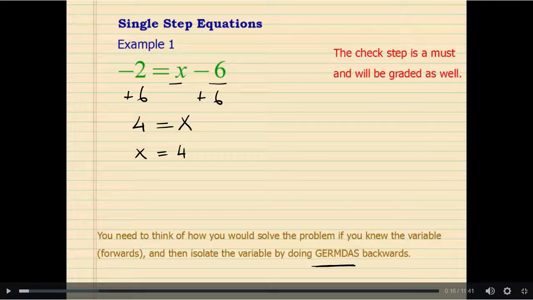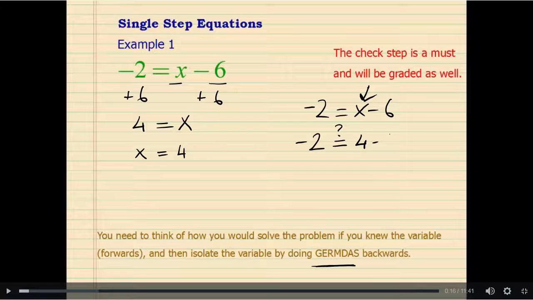Now how do we know the answer we have found is correct? We're going to substitute that in the original equation. Our original equation was x minus 6 equals negative 2. We're going to substitute that 4 instead of x. So you will have 4 minus 6. Is it equal to negative 2? In order to check, we must see a true statement at the end. Negative 2 is yes equal to negative 2. That confirms that our answer was correct.